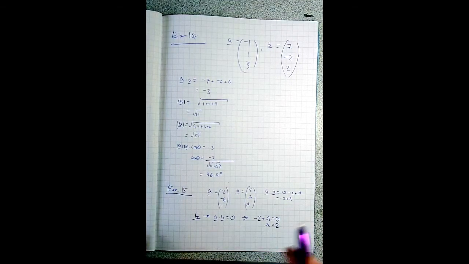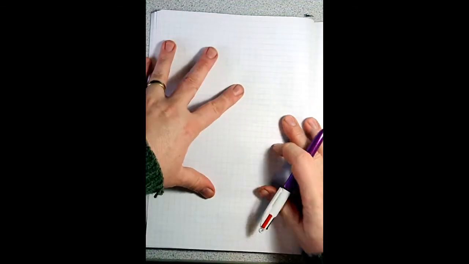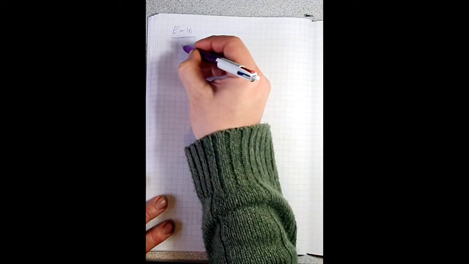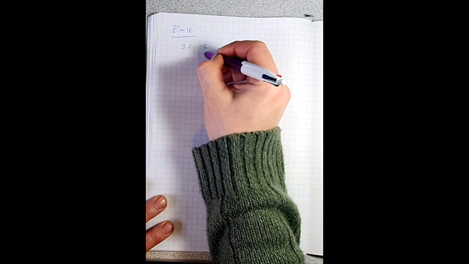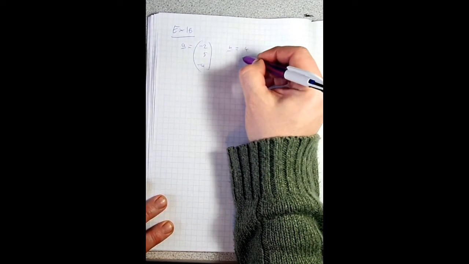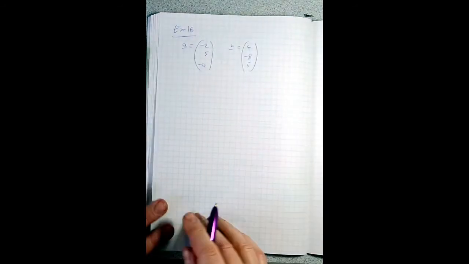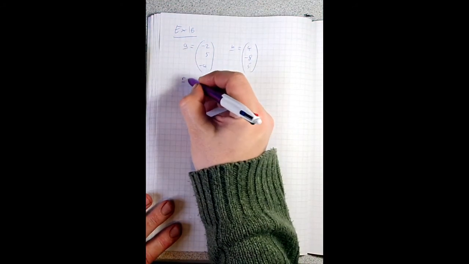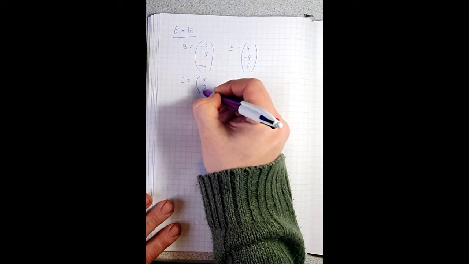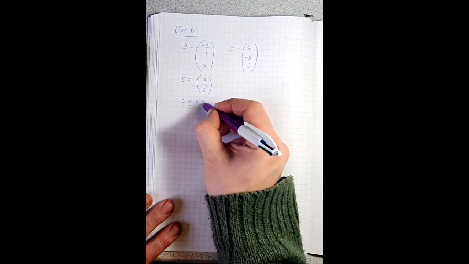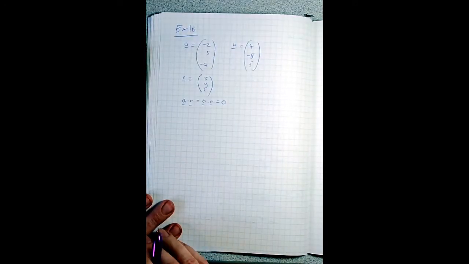And yeah, example number 16. A is minus 2, 5, minus 4. B is 4, minus 8, 5. Find a vector which is perpendicular to both of them. So let's say I want to find this vector r, x, y, z, where A dot r equals B dot r equals 0.